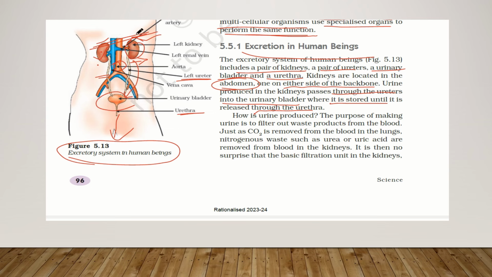So the aorta, when it divides and enters into these two kidneys, forms the renal artery. Its branches and sub-branches, arterioles, are formed inside, and those arterioles branch out into capillaries. Those capillaries are glomerular capillaries, which are placed in the Bowman's capsule.